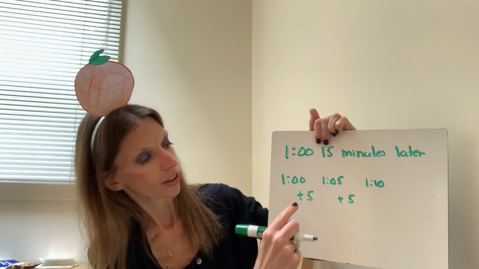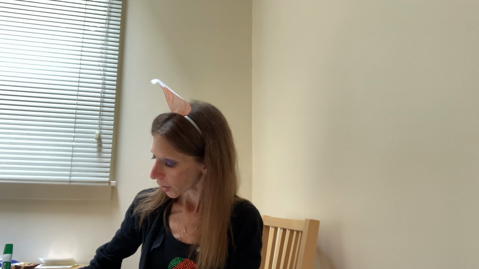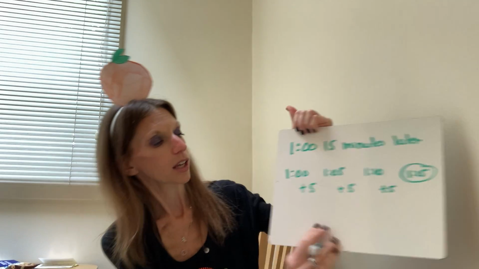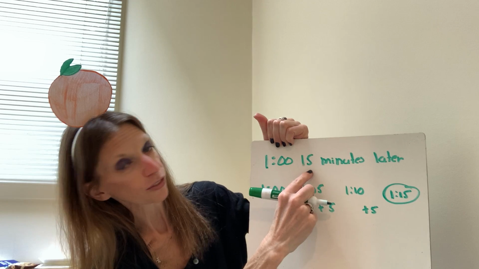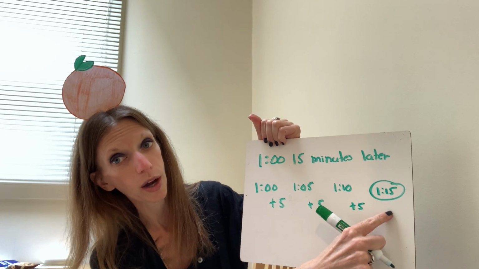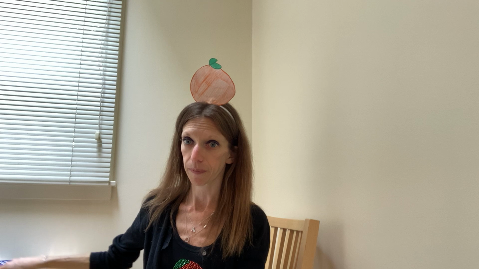So plus 5 would be 1:05. Plus 5 would be 1:10. So let's count our fives. 5, 10. We're not at 15 yet. So plus 5 would be, oh, look at that, 1:15. 5, 10, 15. That's 15 minutes later. So it is 1:15. All right, so that's what we're working on today, finding the elapsed time.